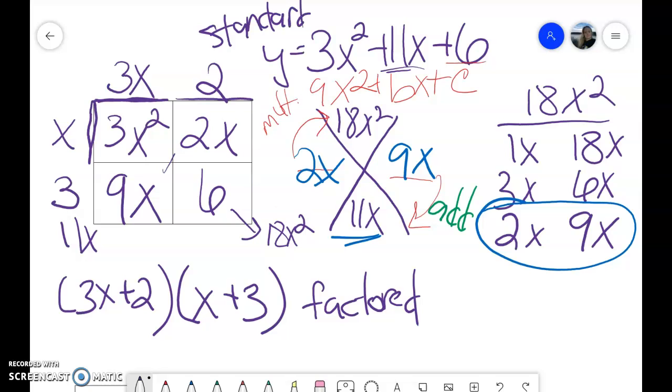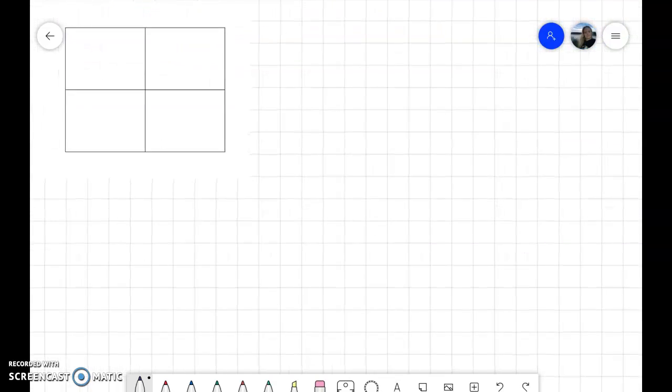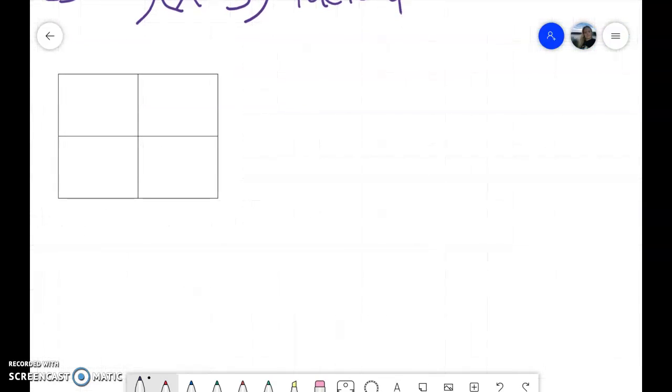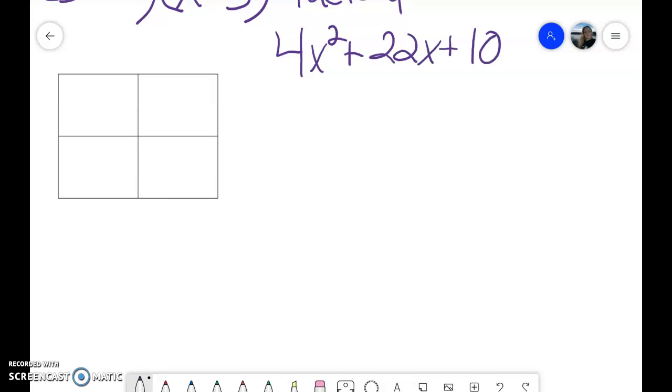So now that we've done that together, I'm going to let you take the lead on one. Let's try another one. And we'll even add some challenge to this one. We're going to say 4x squared plus 22x plus 10. So now it's your turn to take the lead.